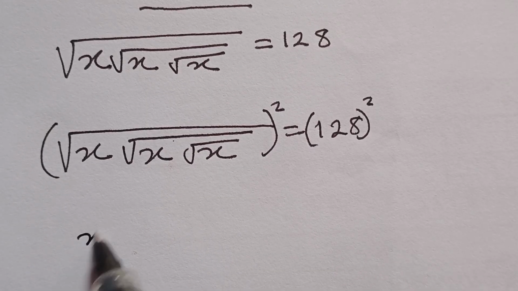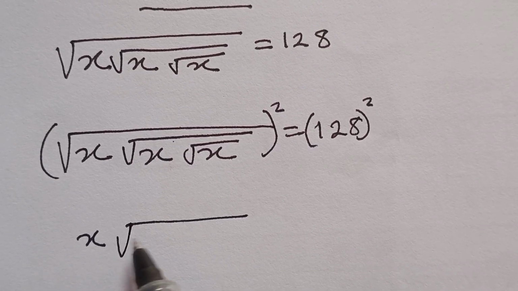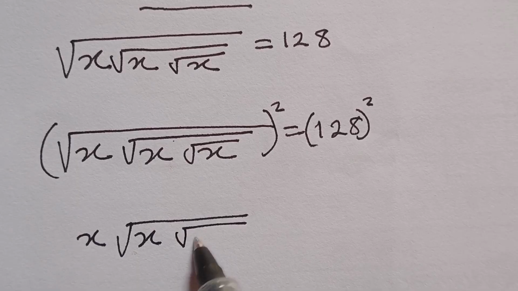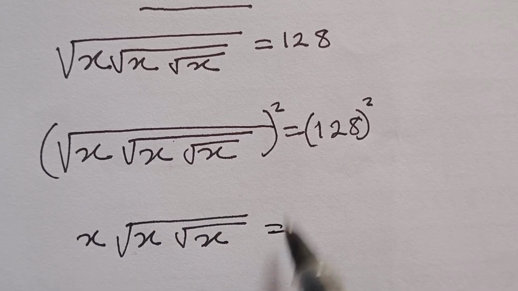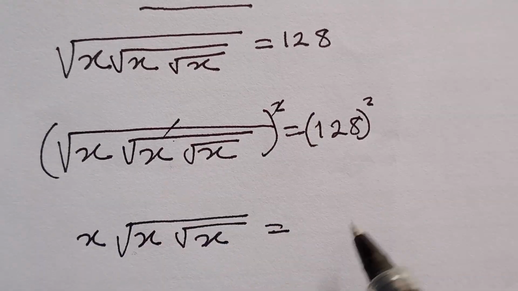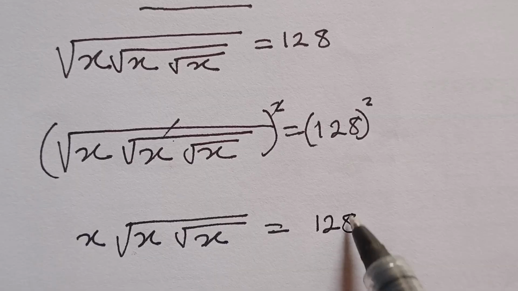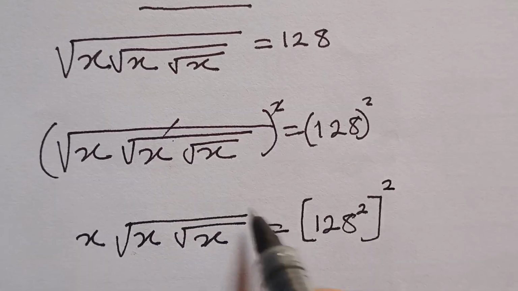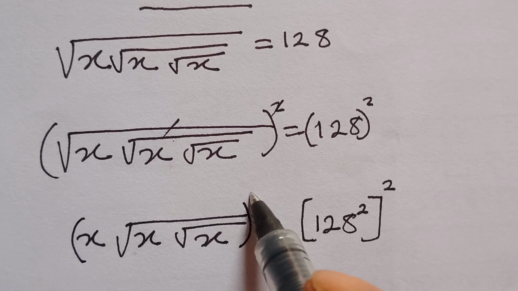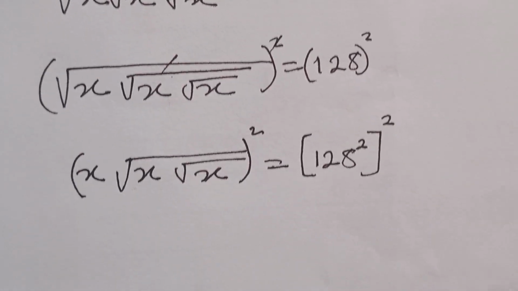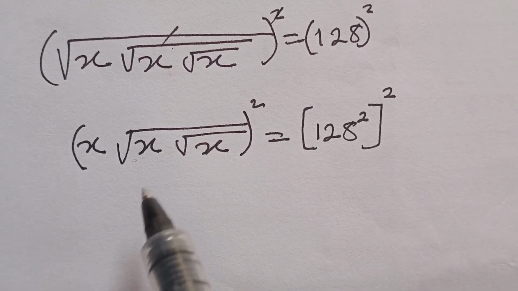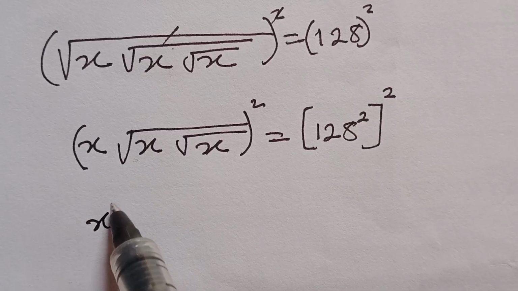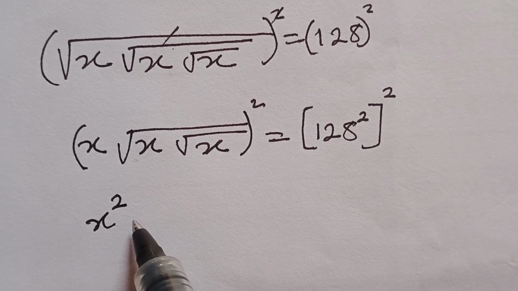After squaring both sides, we realize that we are able to eliminate the outermost square root. Thereby, we are having x square root of x into bracket square root of x now be equal to 128 square. Square both sides again. After squaring both sides again, we'll be able to eliminate the second square root.